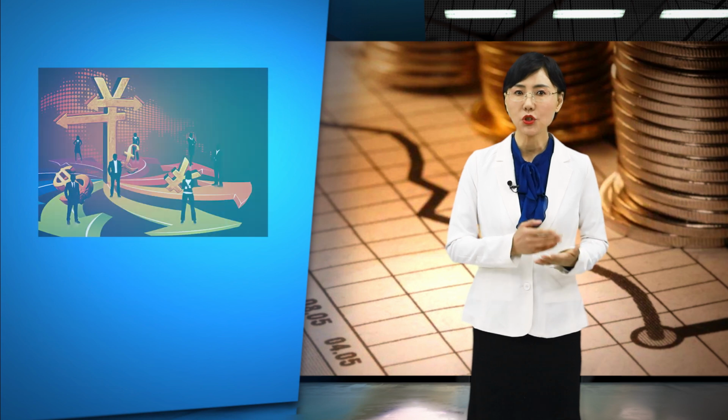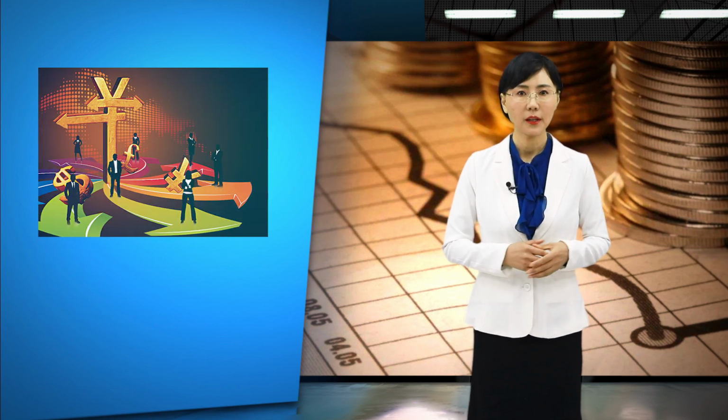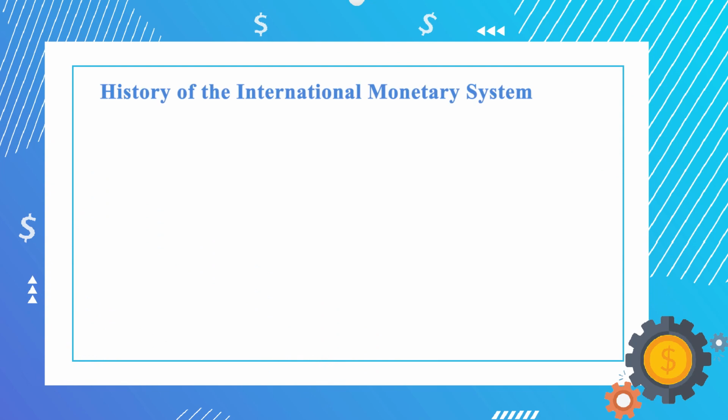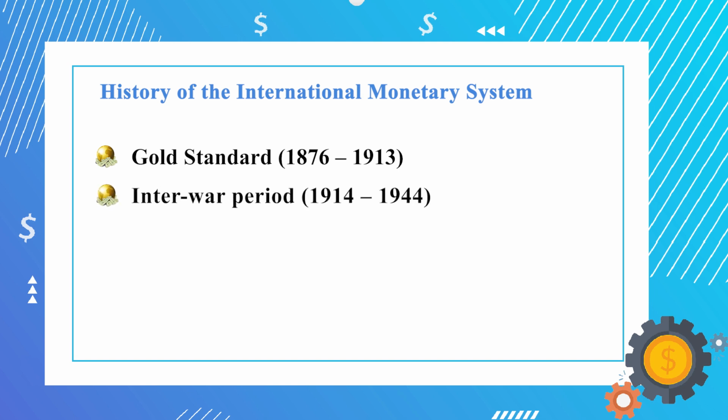Now let's review the history of International Monetary System. The International Monetary System has evolved from the days of the gold standard to today's eclectic currency arrangement. From 1876 to 1913, the first IMS, the gold standard, was conducted. During the interwar period from 1914 to 1944, the gold standard broke down, and the Bretton Woods system had not been set up yet. This period was called the former Bretton Woods system period.